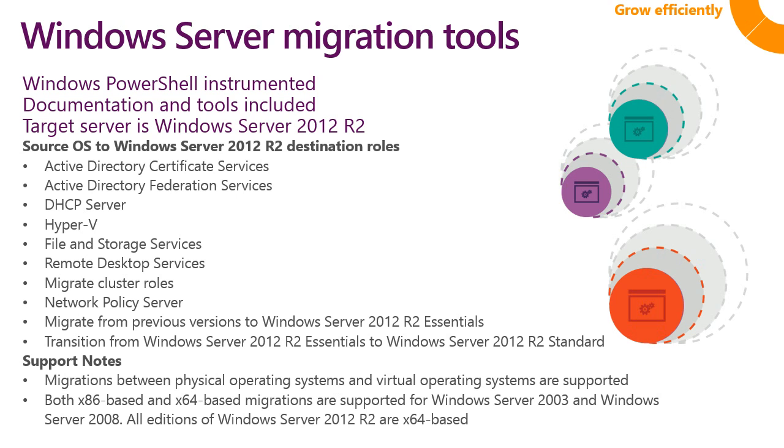Now, some of the support notes down at the bottom: you can migrate between physical and virtual. There's no real concern with that. And you can migrate from x86 and x64 up to Server 2012 R2. So even though more recent versions of Windows Server, from 2008 R2, are all 64-bit only, that doesn't mean that it will only accept input from a previous version that was 64-bit. Your old 32-bit versions of Windows Server that we saw on the previous slide will also work.